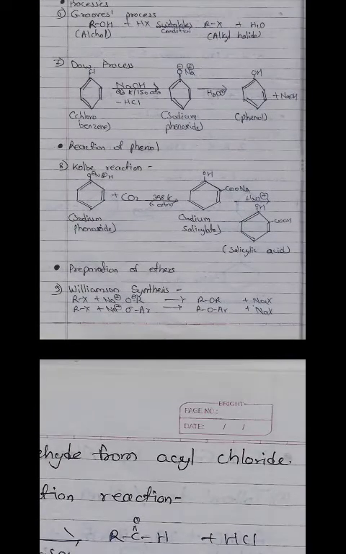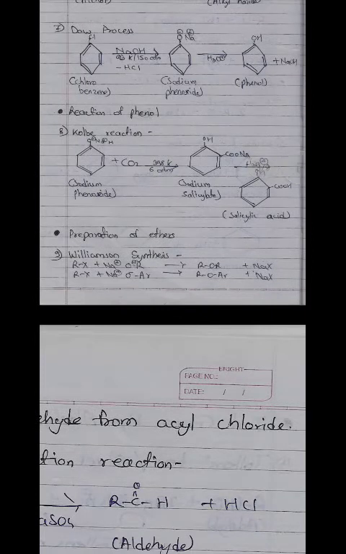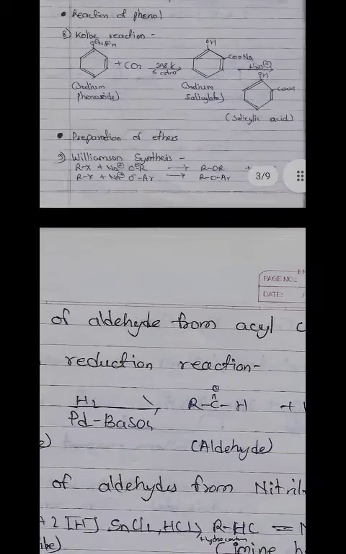So ninth is the Williamson synthesis. In this Williamson synthesis, one halogen derivative plus NaOR undergo reaction and form an ether plus NaX.